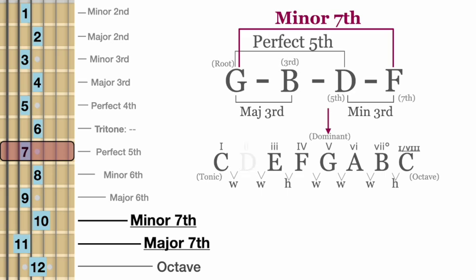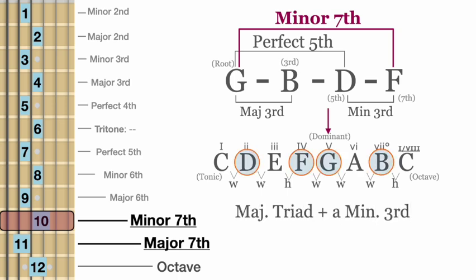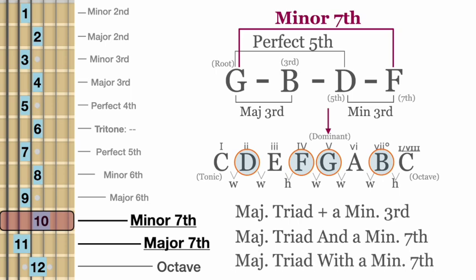Now, let's go from D to F, our fifth to our seventh. Well, that's only 3 frets, so that is a minor seventh. So this works out perfectly well. When we look at the notes of this chord, no problem. And so what we have is a major triad with a minor seventh, or a major triad and a minor seventh.